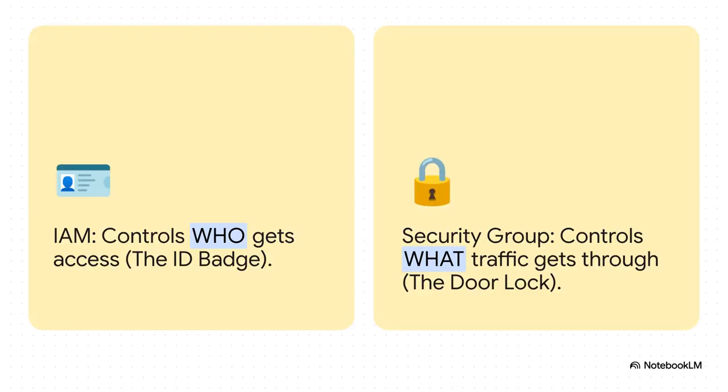So let's bring that analogy all the way home. It's this simple. IAM is the ID badge. It proves who you are and what level of clearance you have in the building. The security group is the lock on a specific door. You can have an all-access ID badge, but if you don't have the key for the server room door, you're not getting in. You absolutely need both.